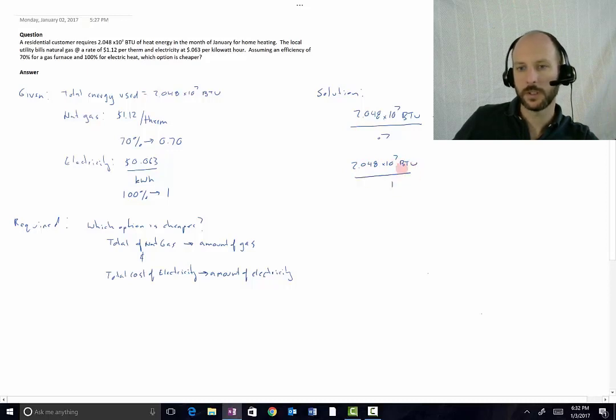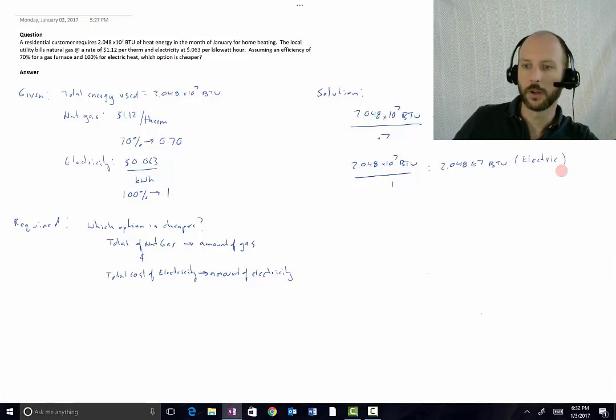For electricity, we take that same required amount of heat energy, 2.048 times 10 to the 7th BTU, and divide by the efficiency of electricity conversion. Electricity converts to heat at 100% efficiency, so we get 2.048 times 10 to the 7th BTU of electric energy required if we were going to power the house with electric baseboard heating, for example.